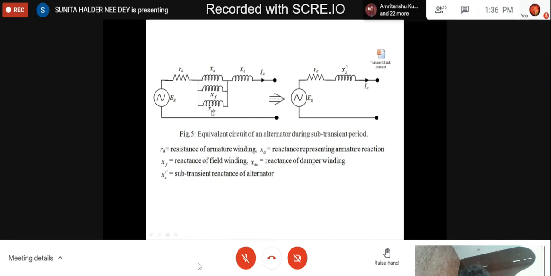So opposing armature reaction. Armature reaction is represented by XA, and these are opposing that one. That means this XA will reduce. How can the value of a reactor or inductor be reduced? When something is added in parallel with it. So in that way we may represent this.